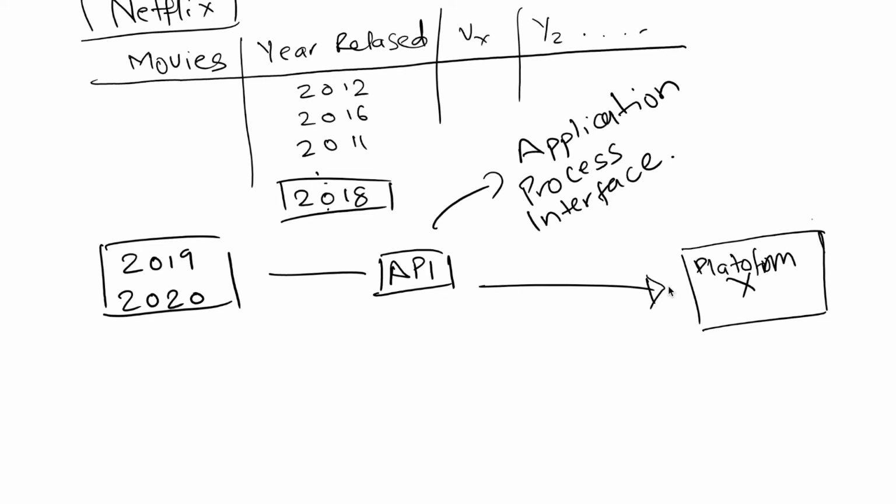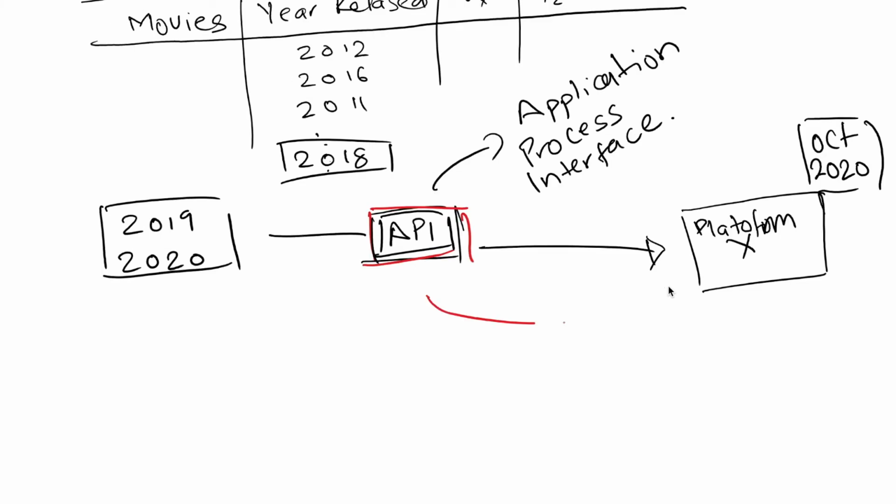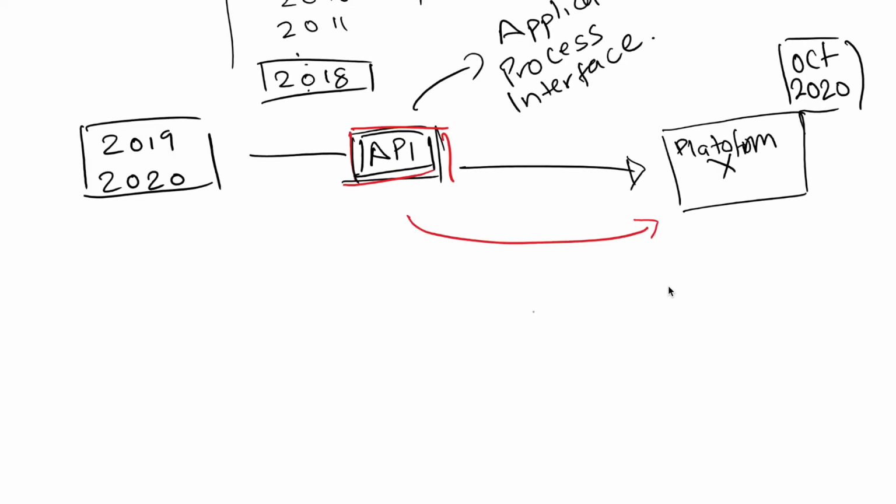Platform X has movies data up to October 2020. Now what you can do is use this API. Let me use a different color so it's easier. As a data analyst, through this API key, you can get access to the data on this particular platform.